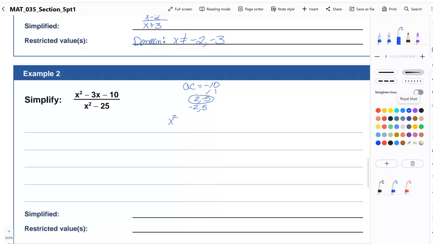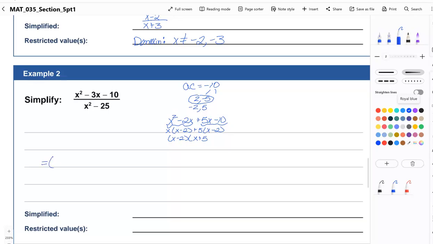So that's going to be x squared minus 2x plus 5x minus 10. First two terms, we're going to factor an x out, leaving it with x minus 2. Second two, we can pull a 5 out, leaving us with x minus 2. Now you see those have an x minus 2 in common, leaving us with x plus 5.